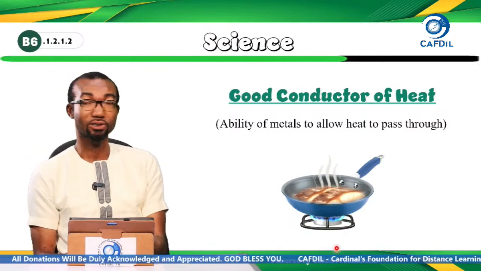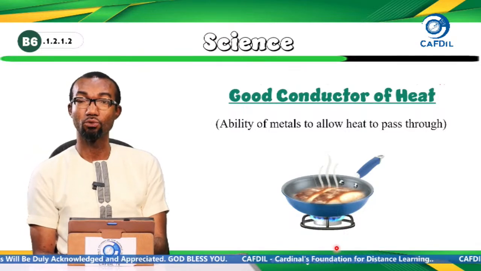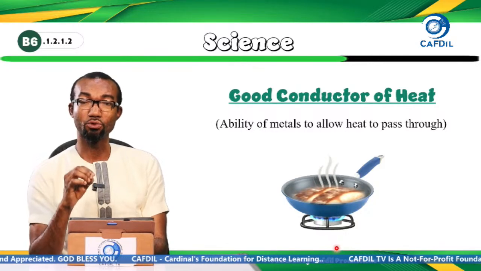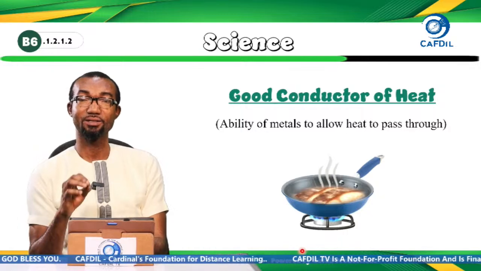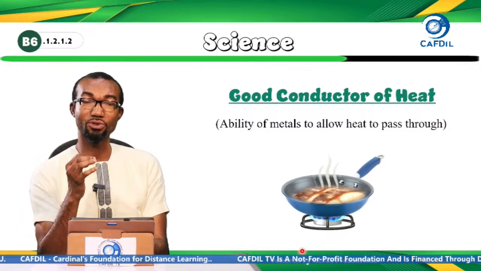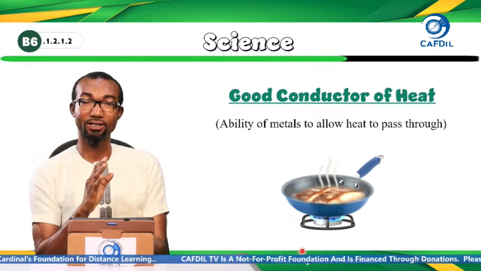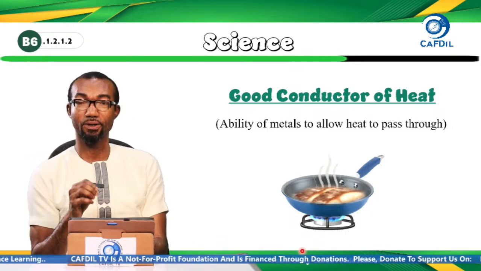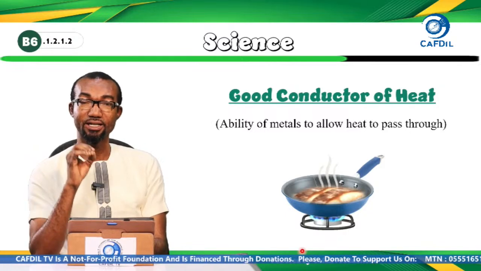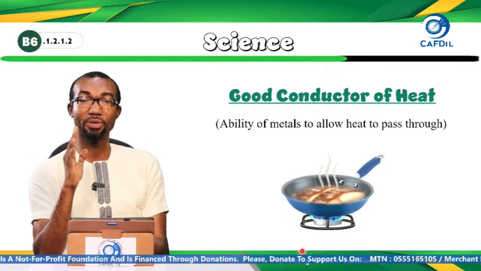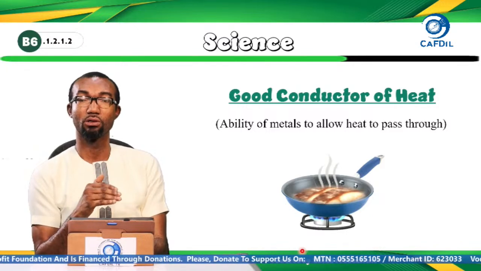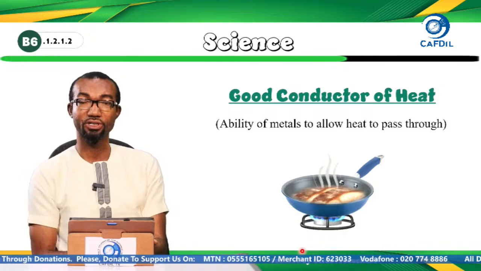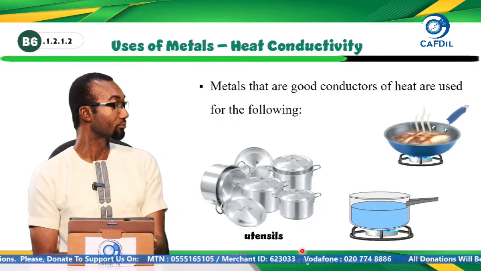Now, good conductor of heat. When we talk about a metal being a good conductor of heat, that means that heat can pass through that metal without burning or melting it. If we say something is a good conductor of heat, it means that heat can pass through without burning that metal or melting it. So if a metal is a good conductor of heat, what can it be used for?